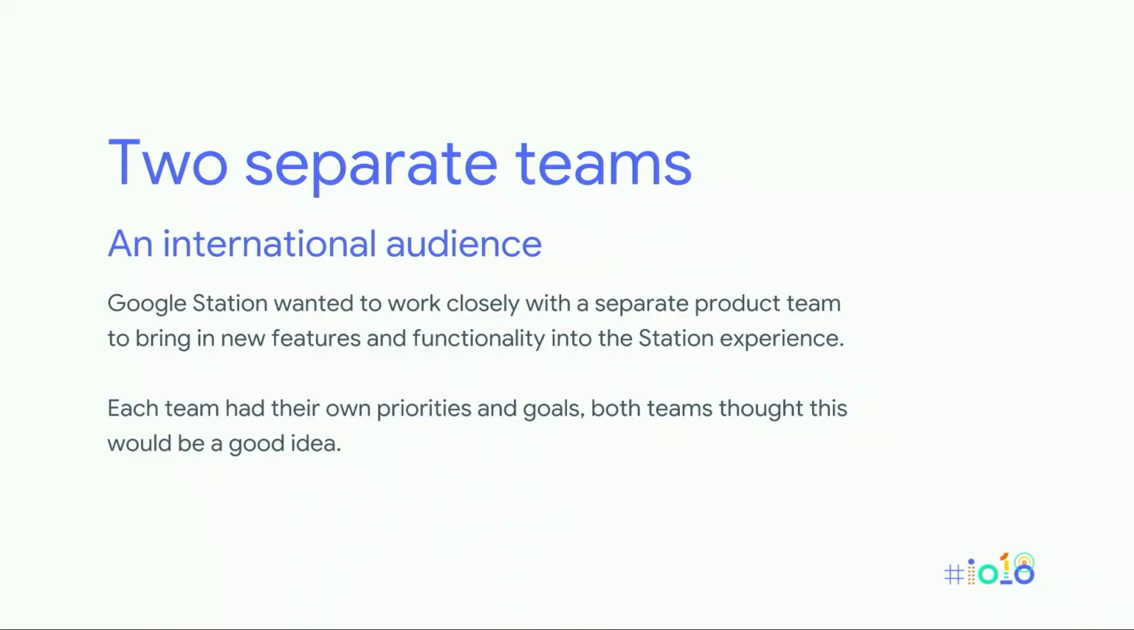Now, here's another challenge. The Google Station team is based largely in Mountain View. This other product is based in Asia. And at the time, the user that we were designing for was in India. So three different countries. Really challenging.